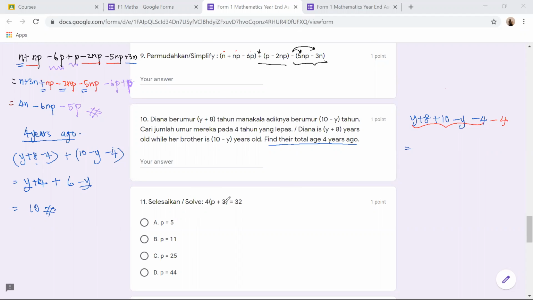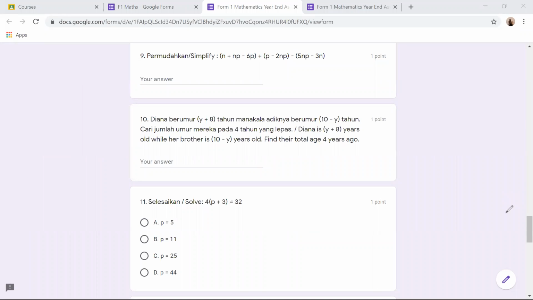Okay, now next part. This one, 4(p plus 3) equals 32. You see, 4 is already outside. It's multiplied. So I can just bring that across. It becomes divide. So 32 divided by 4 gets 8. So p plus 3 equals 8. p equals 8 minus 3 equals 5. So we got the answer p equals 5. See, this one used less than 1 minute. Right? Now next.